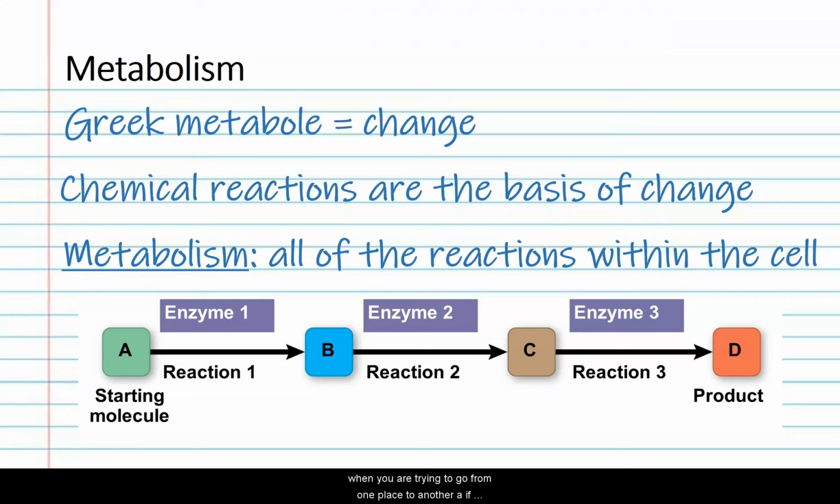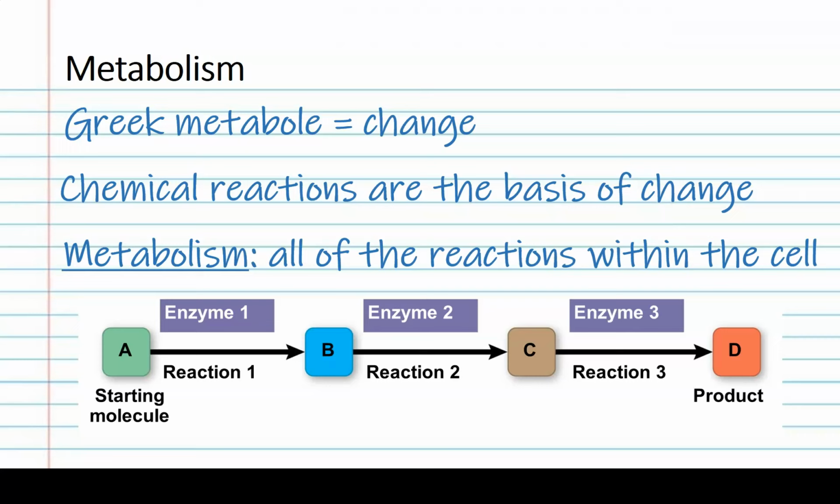It's just like when you are trying to go from one place to another, right? If you're trying to go from your house to school, you have a set of turns and paths that you take. With the cell, it's the same way. It has lots of different things that it's trying to achieve at any given time, lots of different products that it's trying to make, and it can take different paths to get to each one of these products.